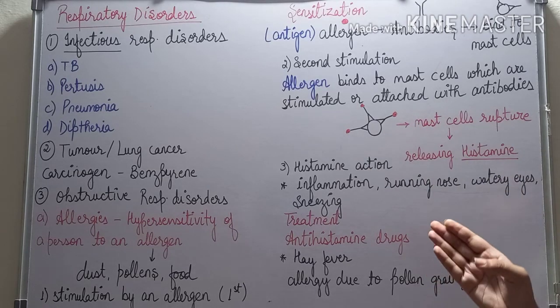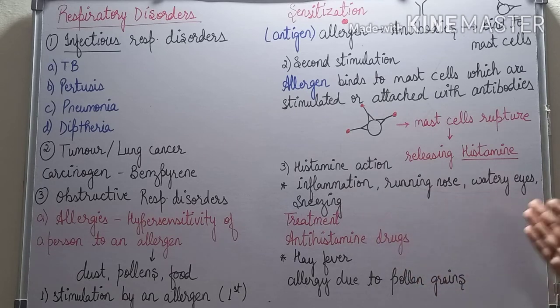By looking at all these symptoms, we can understand that yes, this person is allergic to something, and then we can find out exactly what that person is allergic to. It's very easy to find out. So that is how allergies basically take place in 3 steps. Allergic reactions: first is sensitization, that is stimulation by an allergen.